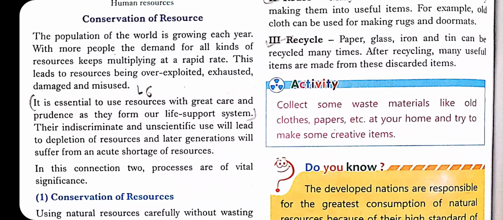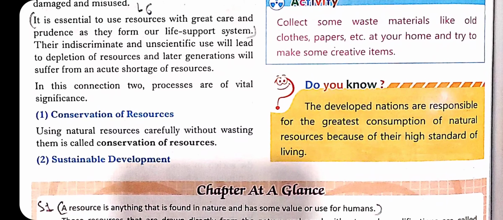So the resources are very necessary for the development and life support of human beings. So we have to use the resources very carefully, because the later generations will suffer from an acute shortage of resources. Now conservation processes are of vital significance. The process is divided into two parts: conservation of resources and sustainable development.